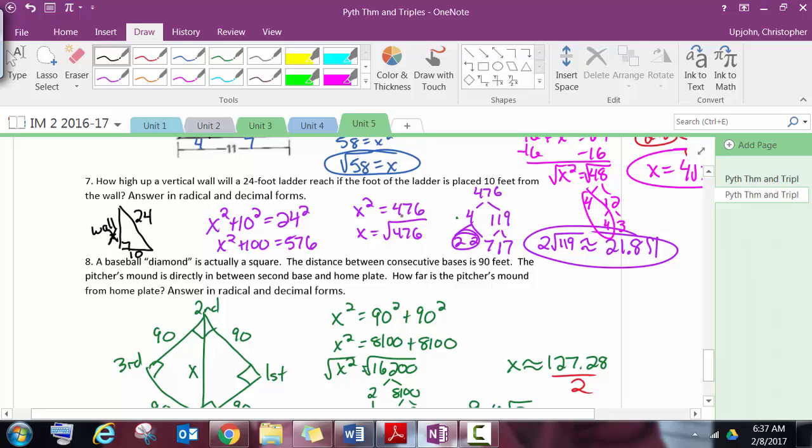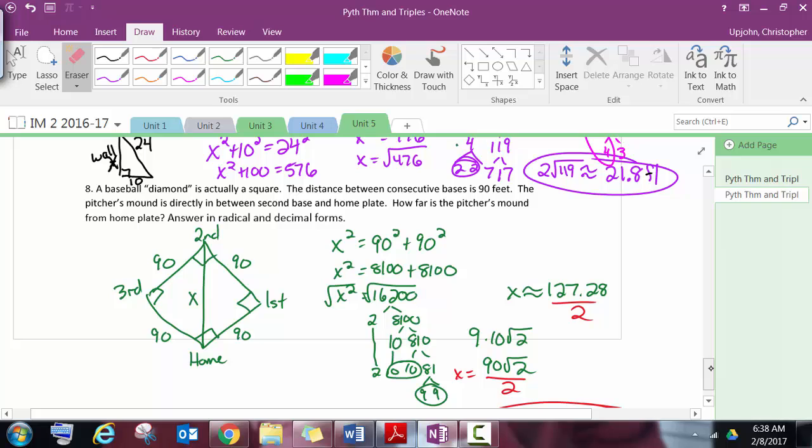Subtract 100 from both sides, get x squared equals 476. Square root, x equals the square root of 476, which I can break down into 2 2's, a 7 and a 17. So I bring out a 2, leave the 7 and 17, which is 119. Or if I just put it in my calculator, I get 21.8 feet approximately. And I wanted it in both radical and decimal forms.